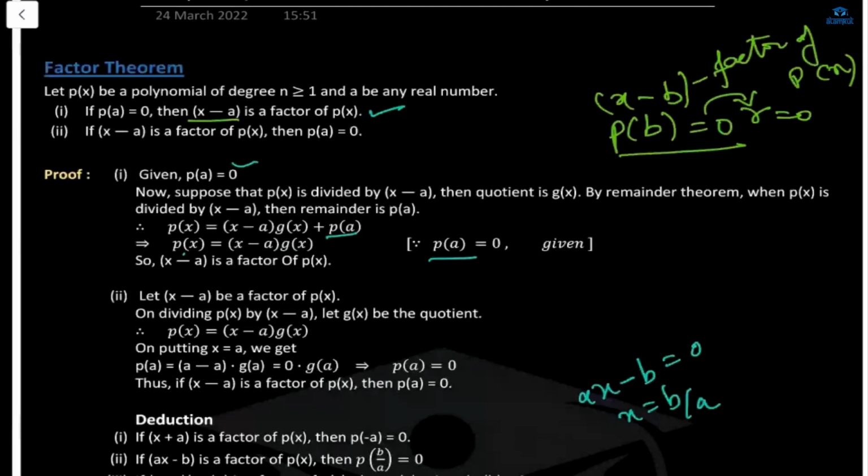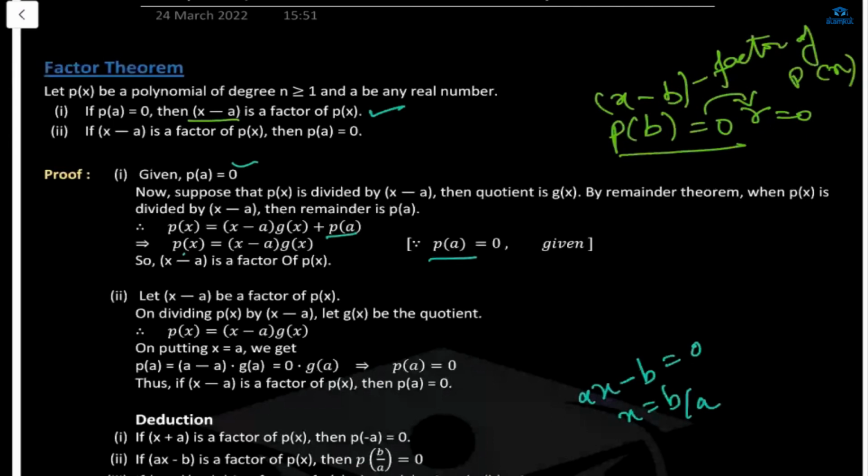If f(minus a) is equal to 0, then x plus a will be the factor. And vice versa, just the opposite: if x minus a is a factor of f(x), then f(a) will be equal to 0. That means if x minus a is a factor, there will be no remainder. If you place a instead of x, the remainder is equal to 0.